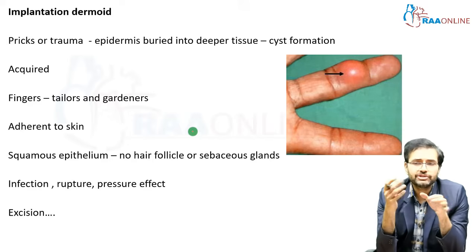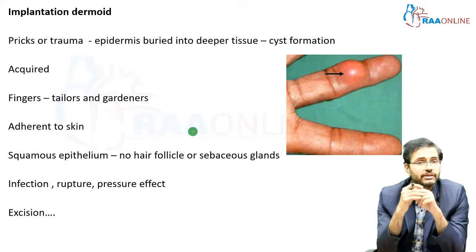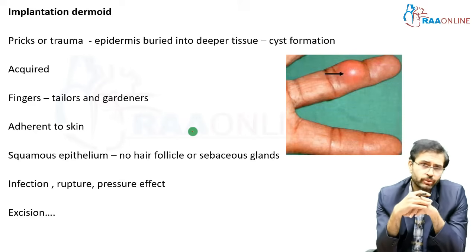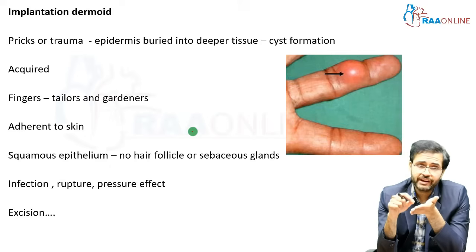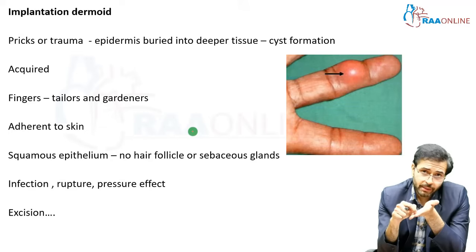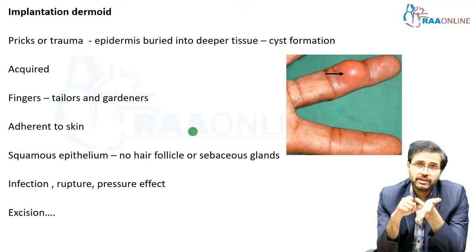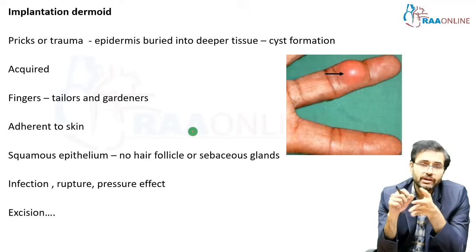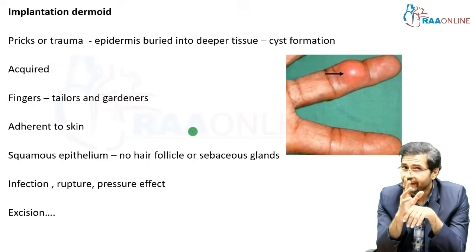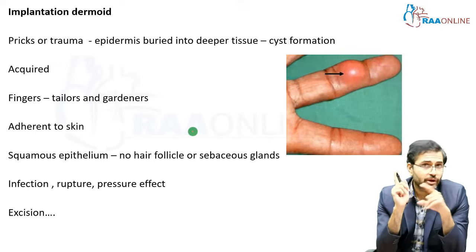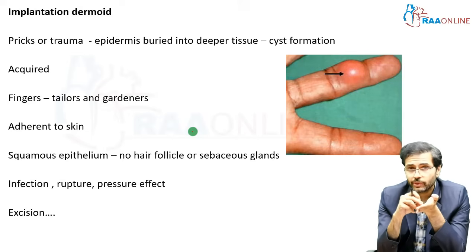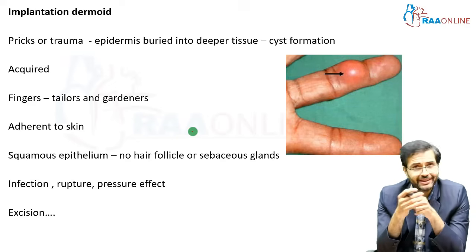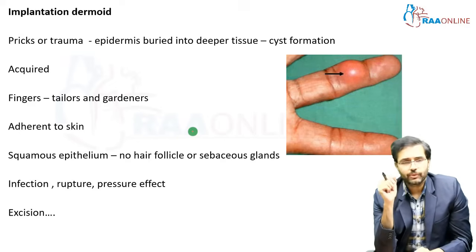Commonly seen in areas which are prone to trauma, for example, fingers in tailors and gardeners, also in the foot. Since there is a traumatic event which pushes the epidermis from the skin into the deeper tissue, the skin is more or less always involved. It is adherent to the skin. Lining epithelium is squamous epithelium, and there are no hair follicles or sebaceous glands here. It is prone to infection, rupture, and pressure defect, particularly in the adjacent vessels and nerves. Excision can be done, and it has to be done along with the overlying skin.